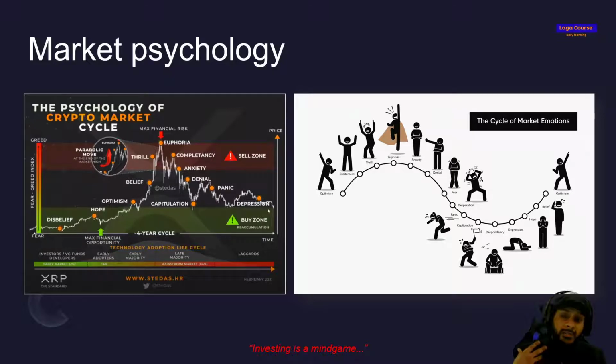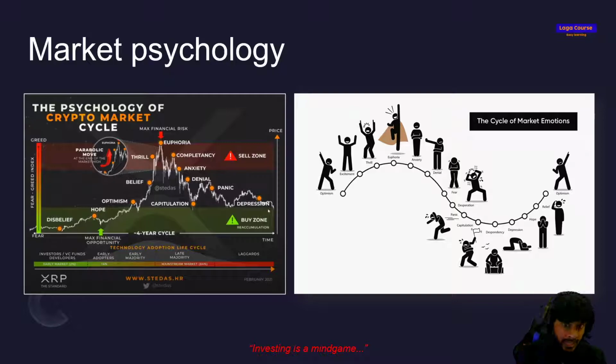The reason why human emotions is very important to understand in the crypto market is because we invest with our money, and money belongs to our primary needs in our daily lives, and it is such an important asset that if you give it to someone, he becomes happy, and if you take it away from someone, he becomes emotional.